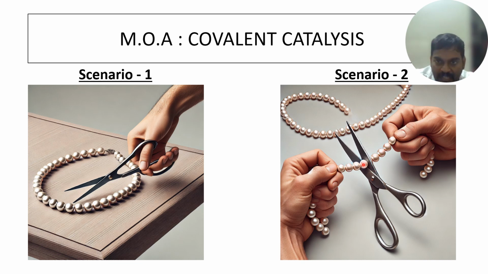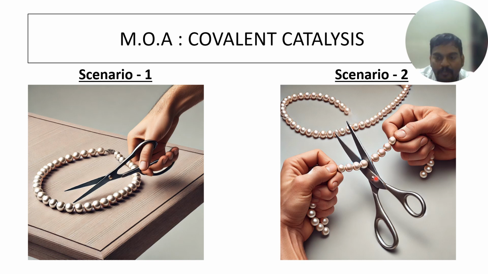and try to find the thread between the pearls and cut it using the scissors? Now I can cut it with a single attempt itself, right? So those multiple attempts are saved. That is, the multiple times I am trying to cut this thread are saved. So we are saving the energy, right?